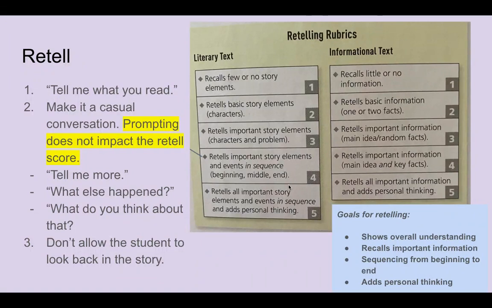If you're trying to decide between a 4 or 5, if a student is definitely at a 4, you can prompt them, what do you think about that, to see if they can add in some personal thinking. And the student does not get to look back in the story for this part. So just keep in mind, our goals for retelling is that a student shows overall understanding, they can recall important information, they can sequence from beginning to end, and they can add personal thinking. If they can do those things, you can give them the score that matches.